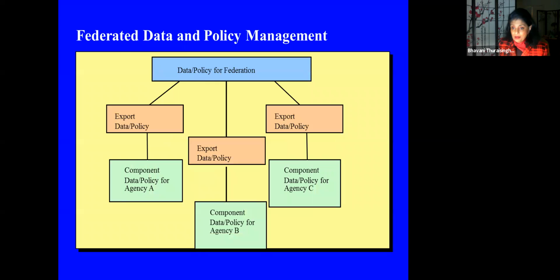Okay, so what do we mean by federations? Policies have to be integrated, right? So we have A, B, and C. It's a little bit different in this example, in the sense that we are not saying A and B form a federation and B and C form a federation. All we are saying in this example is that A, B, and C, all three together, form a federation. So component A has some policies, for agency A, component B has its own policies, component C has its own policies, and then you have to export.